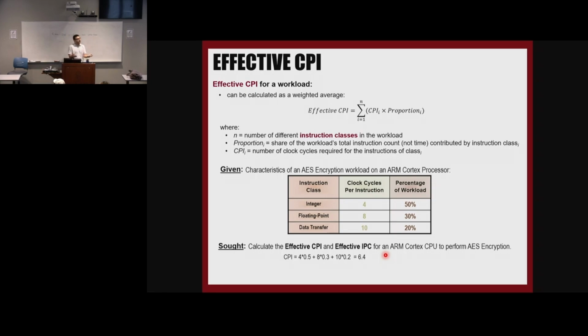What is the IPC? How can we calculate IPC? 1 divided by the CPI. This means that on average, every instruction in this workload needs 6.4 clocks. We really don't have 6.4 clocks in a single instruction, as you can see, it's always an integer value. But when we get the effective CPI, this can be a real value. Any questions?